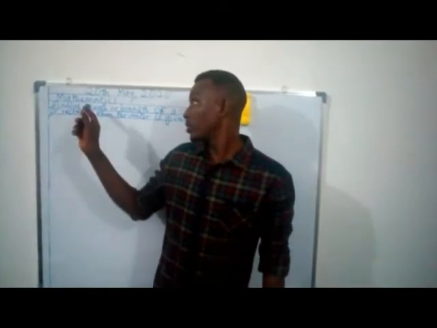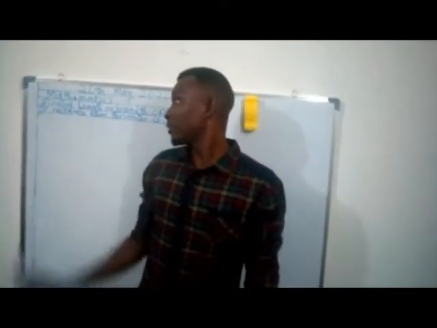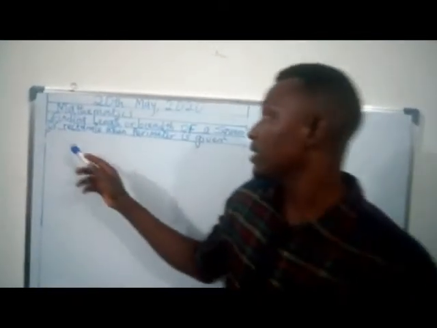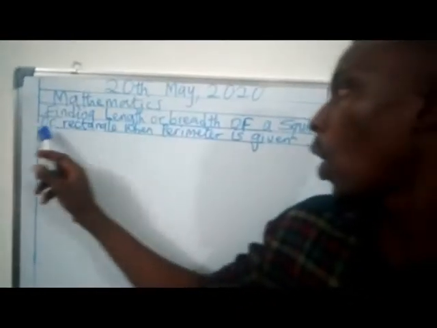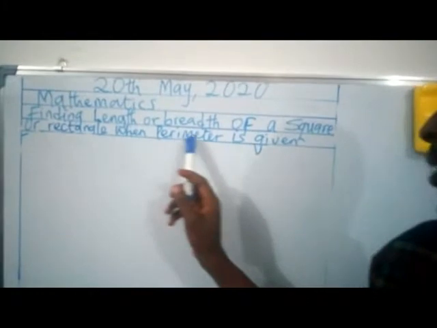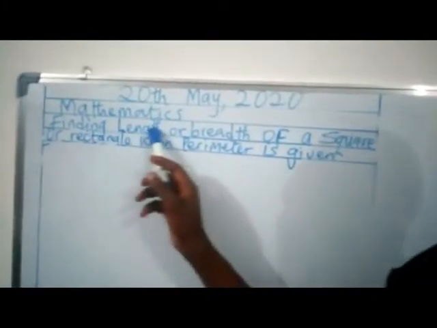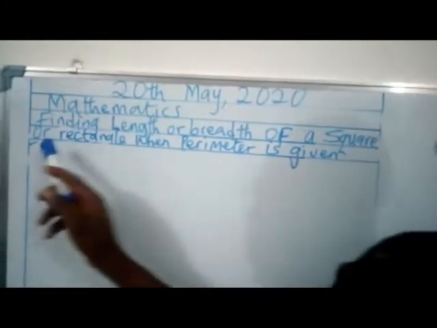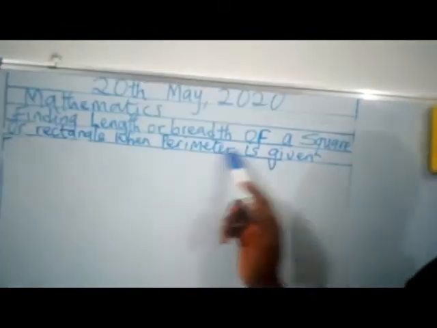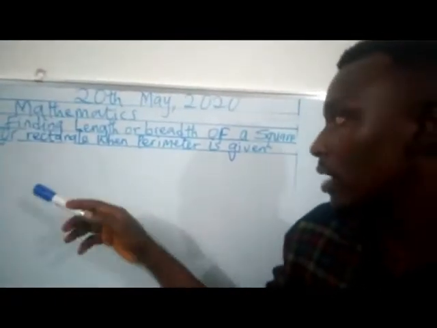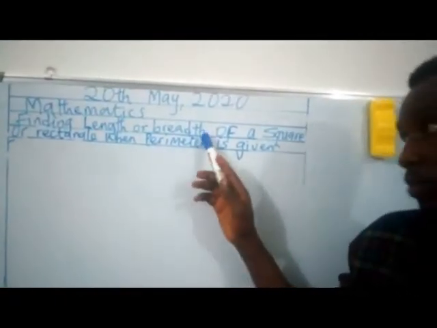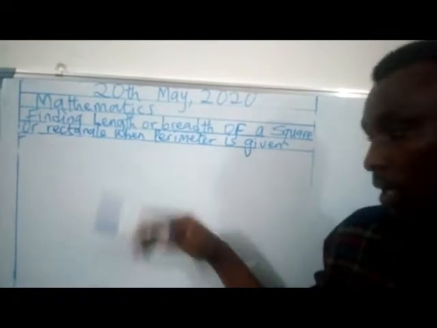As you can see on the board, the subject is mathematics, and the topic is finding length or breadth of a square or rectangle when perimeter is given. This is a continuation of our previous class. Remember our previous class, we talked about how to find perimeter of some shapes like rectangle, square, and triangle.